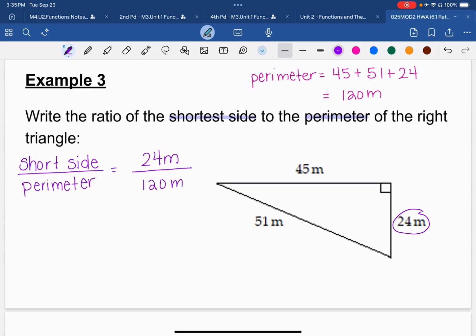120 meters. And now I have my ratio. All I need to do is simplify. Again, those meters are going to cancel, and that leaves me with 24 and 120, and so that common factor there would be 24. So I would just write that as 24 times 1, and 120 can be written as 24 times 5. And so I'm taking that 24 out of each, and that would just leave me with 1/5. So that ratio would be 1 to 5.